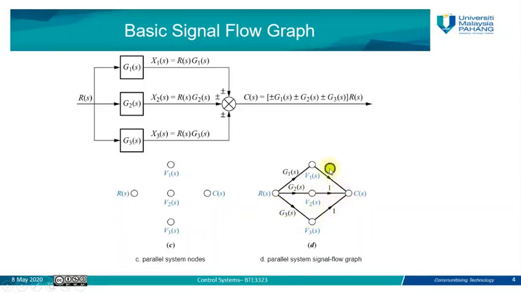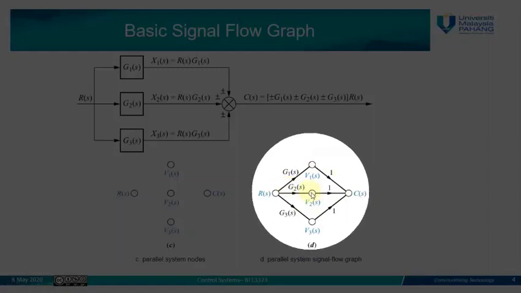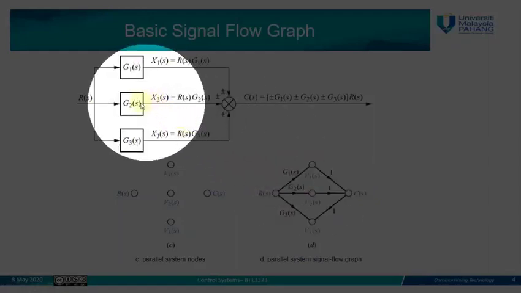So nothing, this 1 is just to identify or to highlight that we have nodes in the middle between the input and the output of our system, or of the parallel system. So you can see here, this will be the representation for this parallel block diagram.